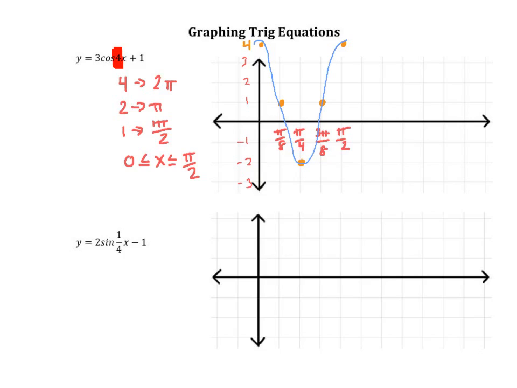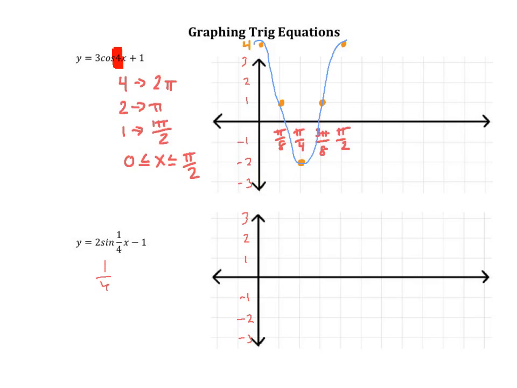Now let's take a look at the next equation. Y equals 2 sine of 1/4 x minus 1. The first thing I need to do is label my y-axes. So I'm going to put 1, 2, and 3, -1, -2, -3. Now I need to think through what my x-axis is going to be. So I know that I have 1/4 for my frequency.